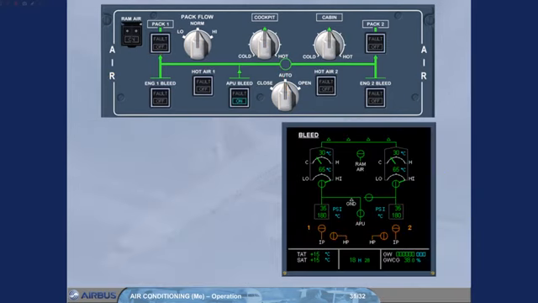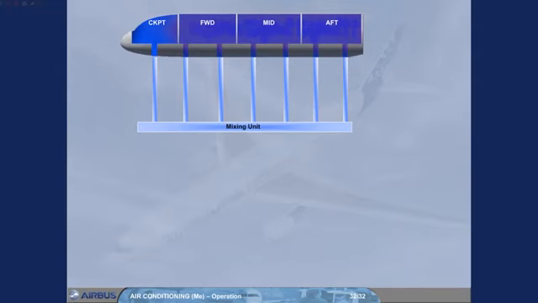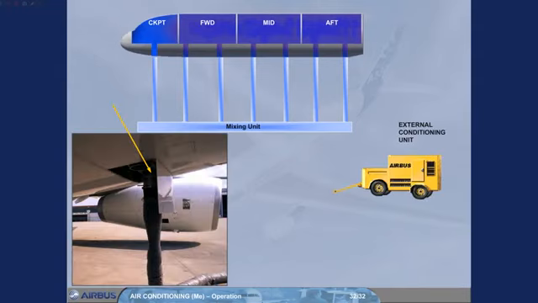After landing and engine shutdown, the system can be set to run from the APU or switched off completely. Or an external conditioning unit can be connected via one or two low-pressure connection points on the underside of the aircraft. The low-pressure air is fed to the mixing unit and then into the 4 zones. There are no indications in the cockpit to show that an external conditioning unit is in use.